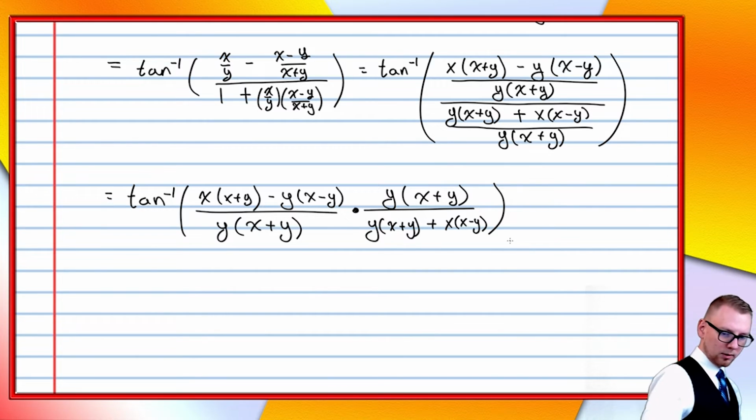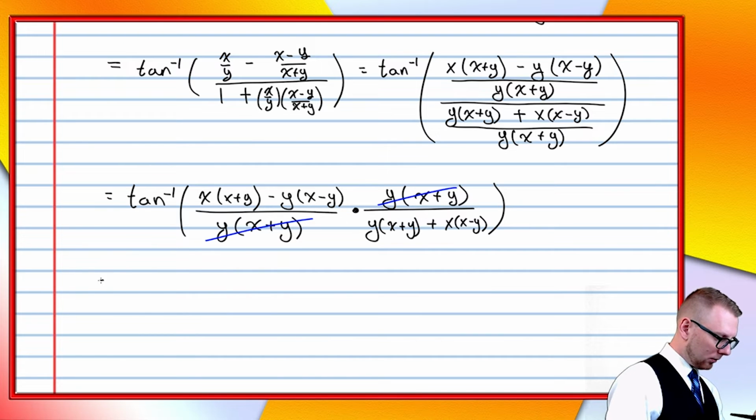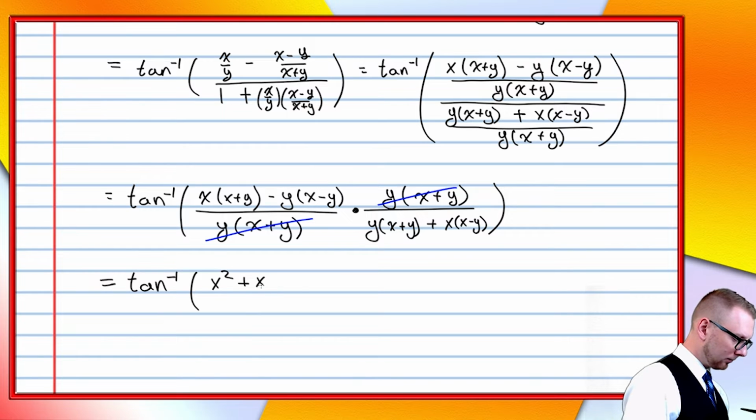Okay. Take a look at this. This x plus y and y times x plus y, they're gone. Well, bam. So let's multiply things out and start combining like terms then. Tan inverse. x times x plus y, that would be x squared plus xy. Minus y times x is minus, well, xy. And then plus y squared.